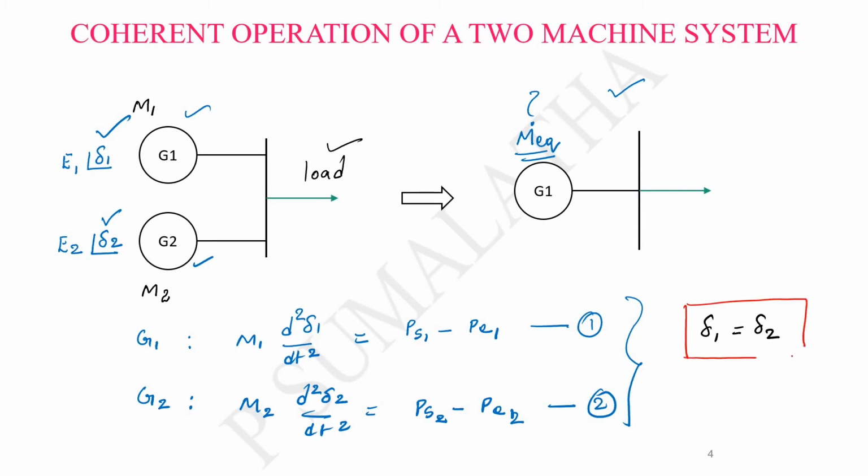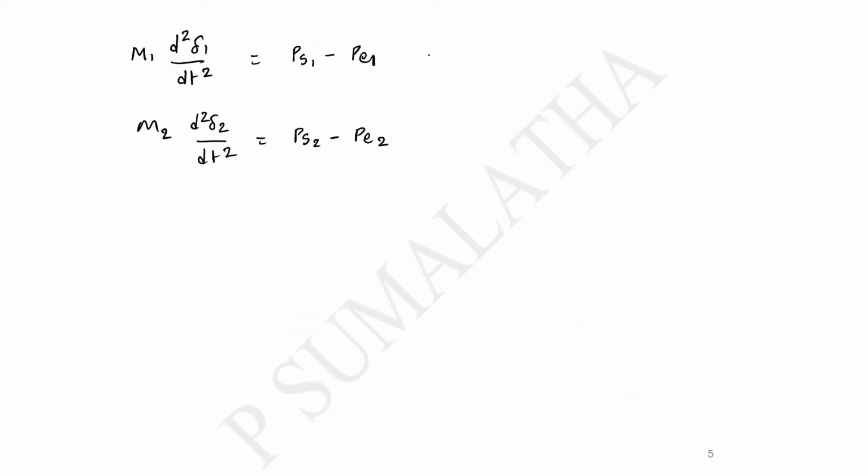So now we have to derive an equation for the equivalent inertia constant M equivalent by using these two relations. So let us see how to do that. We know these two equations. Now let us give the equation numbers, equation 1 and 2.